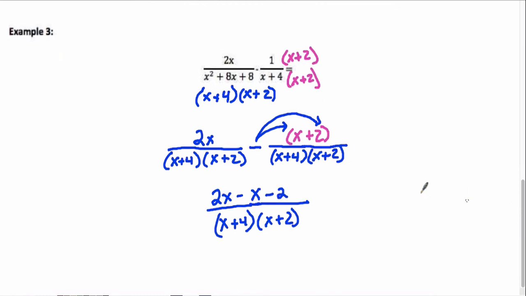And then lastly, if we want to simplify the numerator, we would now have x minus 2 all over x plus 4 times x plus 2. Okay, that's it.